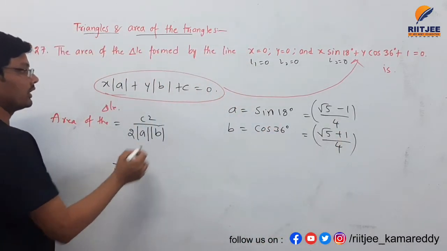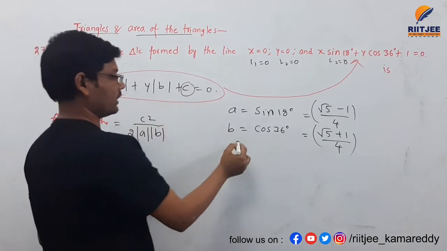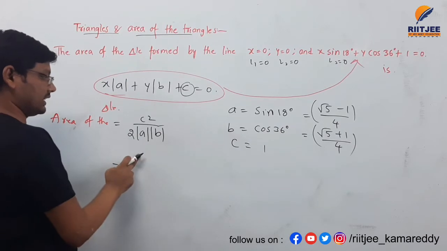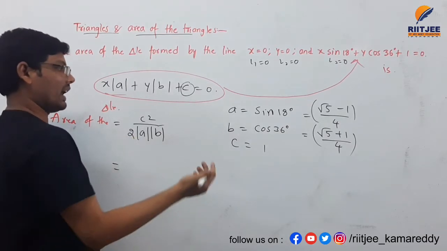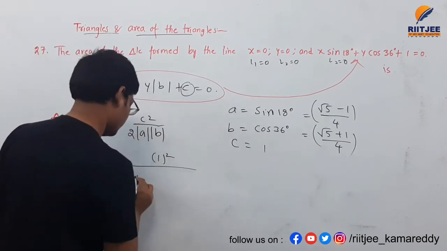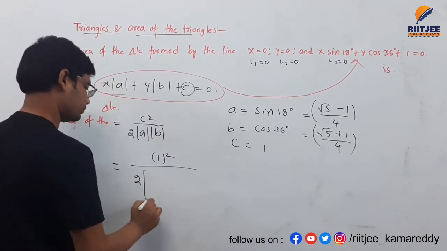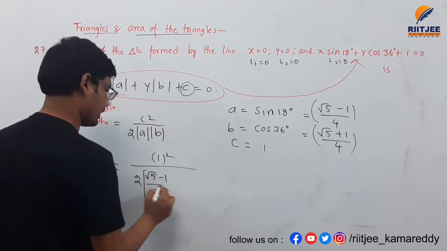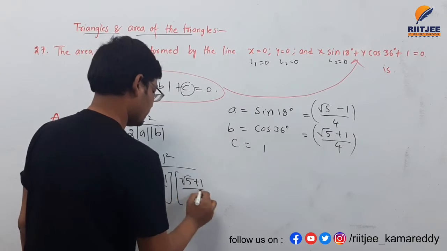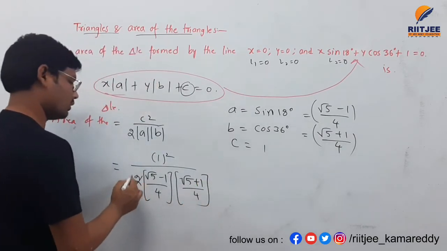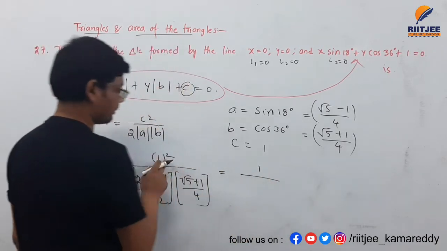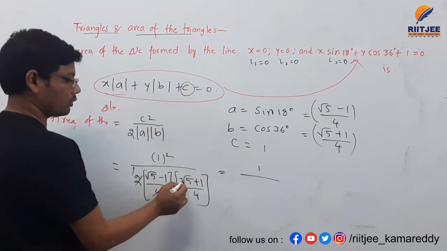Let's substitute the C value. If you compare, C is equal to 1. Let's substitute the A, B, C values in this expression to get the area of the triangle. C is 1, so 1 squared by 2 into root 5 minus 1 by 4, next root 5 plus 1 by 4. Here 1 by root 5 minus 1 into root 5 plus 1.